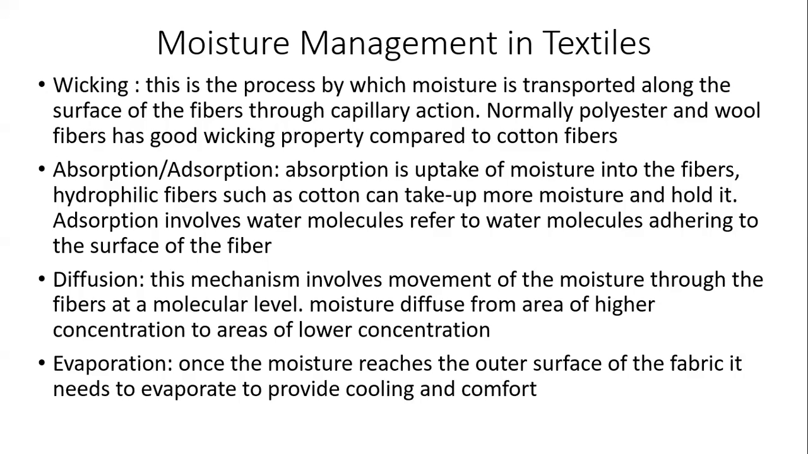So therefore this wicking property is, most of the time, through the capillary action. Normally, if you take different material types, specifically the textile materials polyester and wool, they show a very good wicking property compared to the cotton fiber. So we will have a look why wool and polyester are termed as materials which have very good wicking property.